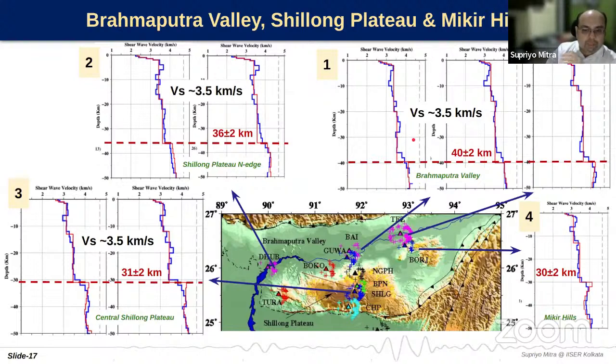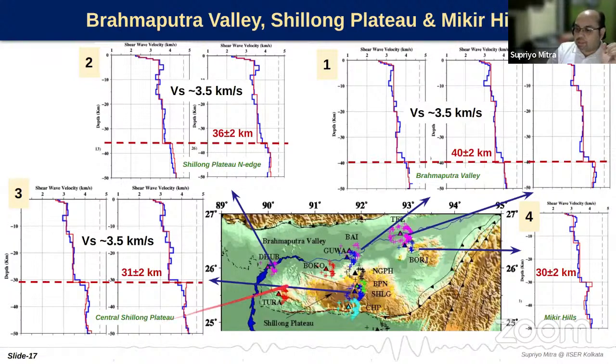If you look at the western edge of the Shillong Plateau to the north, you would see that the VS is again similar. The crustal thickness is slightly less. It's about 36 plus minus 2. If you went into the central Shillong Plateau, which is this plot here, 3, again, you have the same kind of crustal average velocities, but the crust is much thinner. It's about 31 plus minus 2.